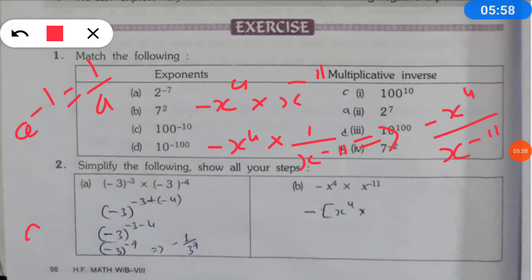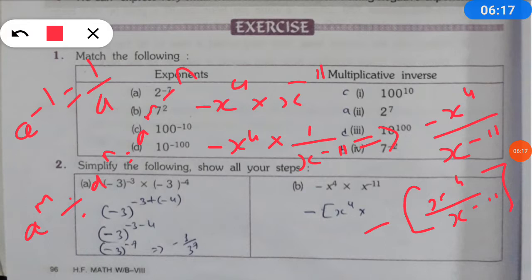As you know, the law of exponent a to the power m divided by a to the power n is equal to a to the power m minus n. This law will be applicable over here. So minus, we will take whole as a common, x to the power 4 upon x to the power minus 11 from both. The negativity indicates for the numerator and the denominator both. So here we are having x to the power 4 minus 11, isn't it?